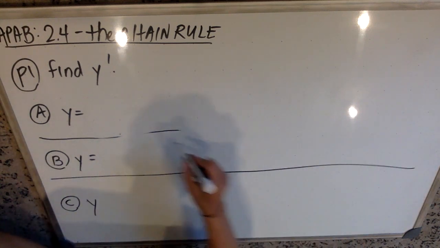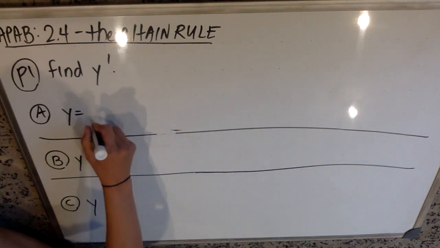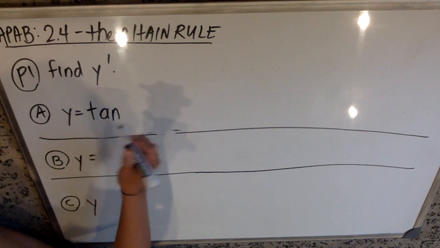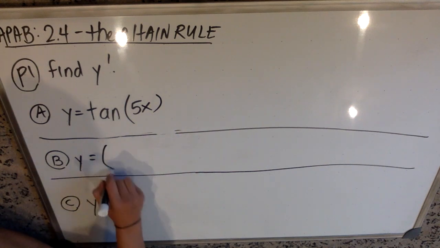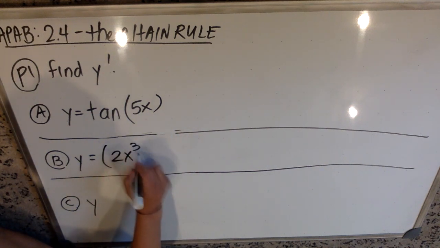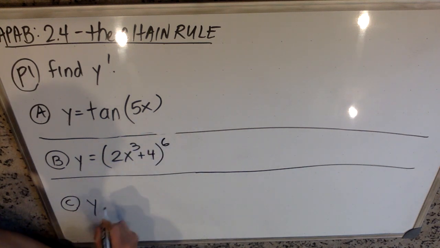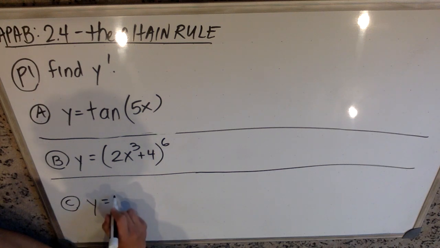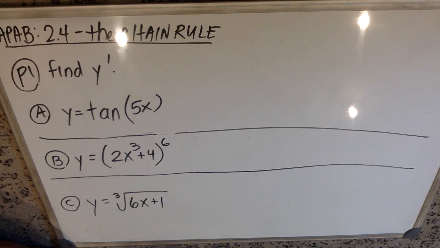Of course, the downside to me erasing those in advance is that then I forget exactly what I made my stuff. So let's do a tangent of 5x. Let's do a 2x cubed plus 4 to the 6th, sure. And let's do the cube root of 6x plus 1. Great. Okay, so try and find y prime. Go ahead and pause me if you want, okay?